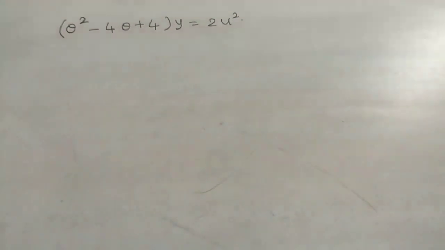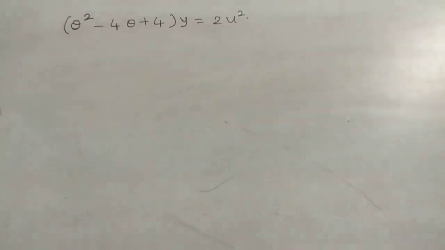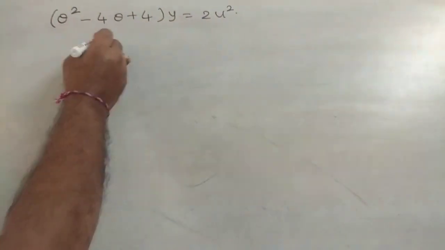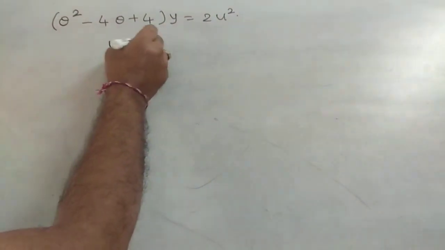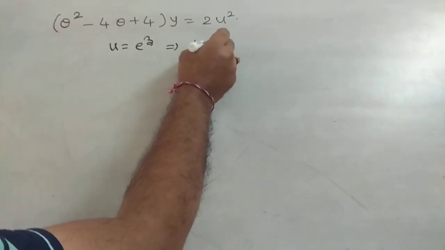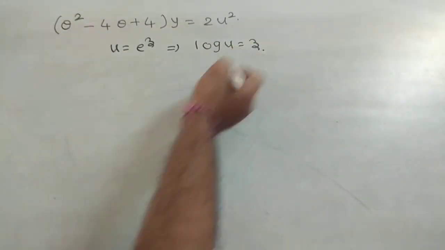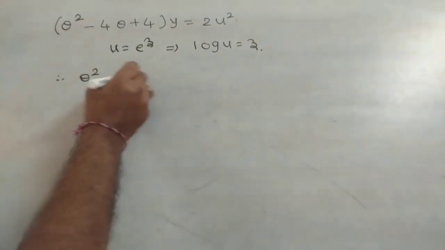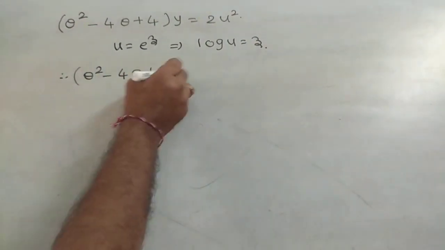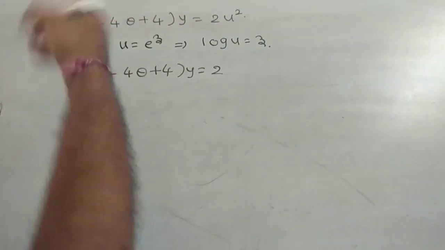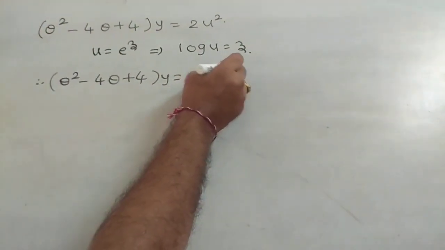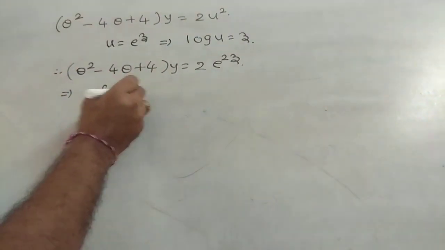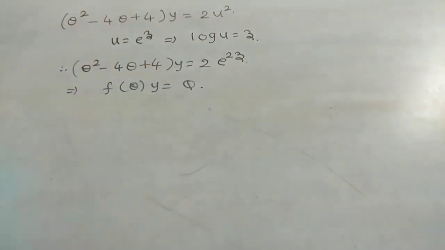But when we are converting that into a Cauchy-Euler differential equation, remember that we start with u equal to e power z. That means logarithm of u equal to z only. So that value you are substituting there. Theta square minus 4 theta plus 4 of y is equal to 2 into u square, which means e power 2z. Now this is looking like some f of theta of y is equal to Q.